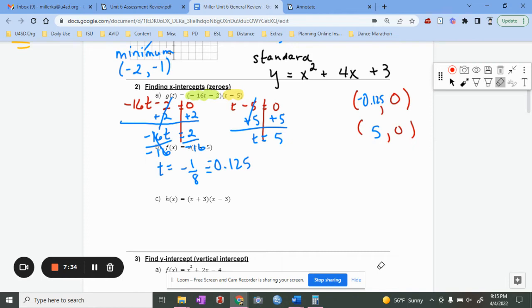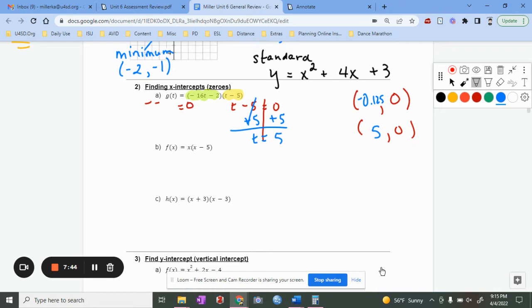Let me erase some of this so we can do part B. I ran out of space. All right. Same process though. Take that x. We've got this part and this part. So x equals 0. No solving needed there. We're already done. x minus 5 equals 0. Again, add 5 to both sides, and we get (0, 0) and (5, 0) as our two x-intercepts.